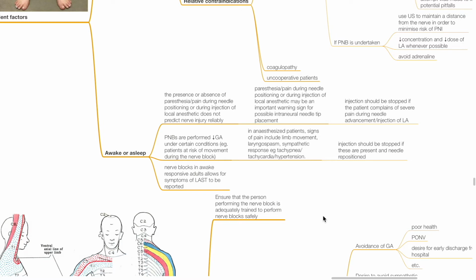of LA. PNBs are performed under GA under certain conditions, for example, in patients at risk of movement during the nerve block. In anesthetized patients, signs of pain include limb movement, laryngospasm, and sympathetic response such as tachypnea, tachycardia, and hypertension. The injection should be stopped if these are present and the needle repositioned. Nerve blocks in awake, responsive adults allow symptoms of local anesthetic systemic toxicity to be reported.